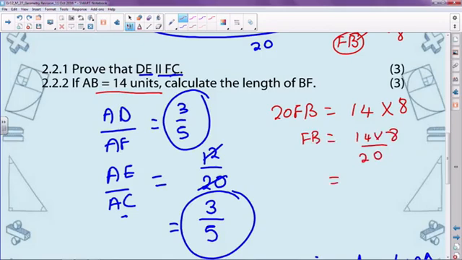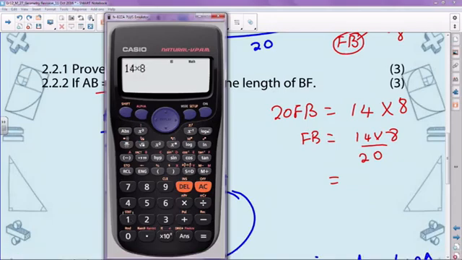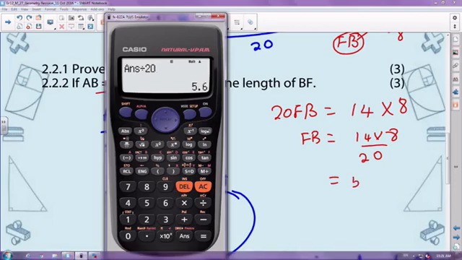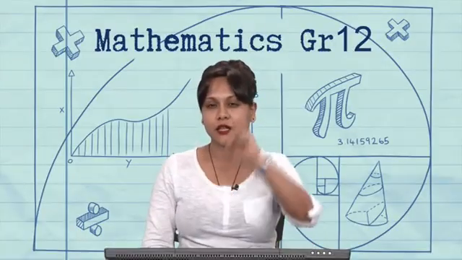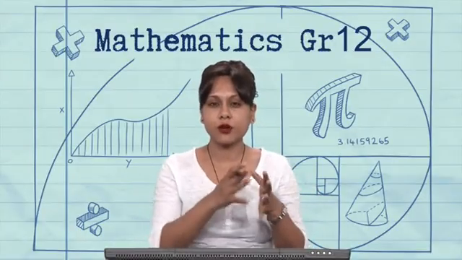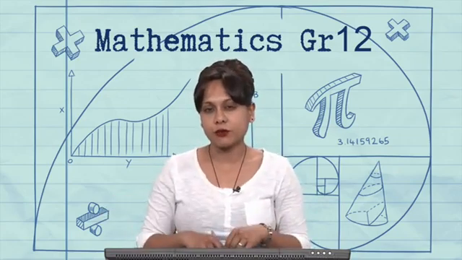Okay, so let's have a quick look at what we get there. We've got 14 times 8 divided by 20, giving us 5,6 units. All right. Okay, guys, so this is really just an application of the proportion theorem. Not many of you would have battled with this, but it does test that you understand how the theorem works both conversely and then a straightforward application of that proportion theorem.